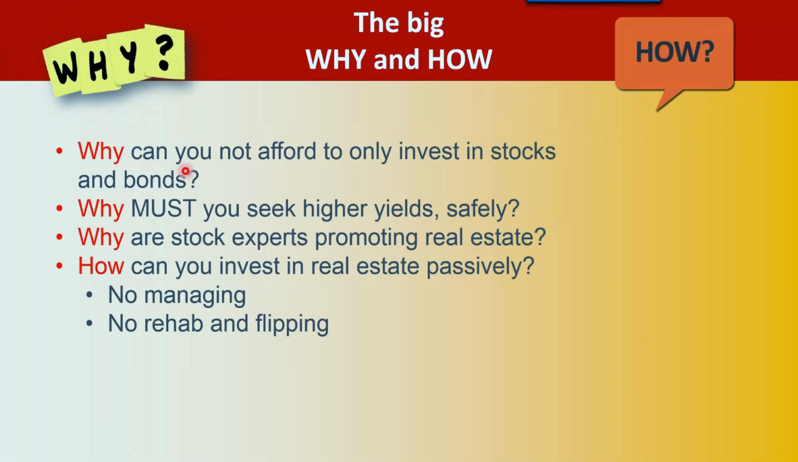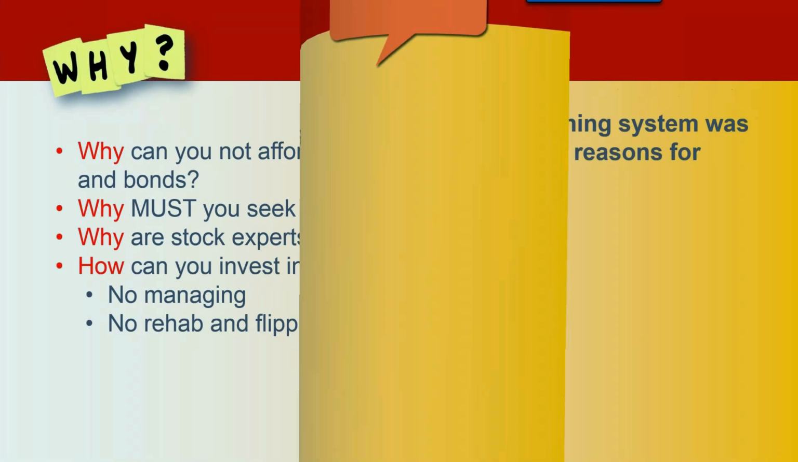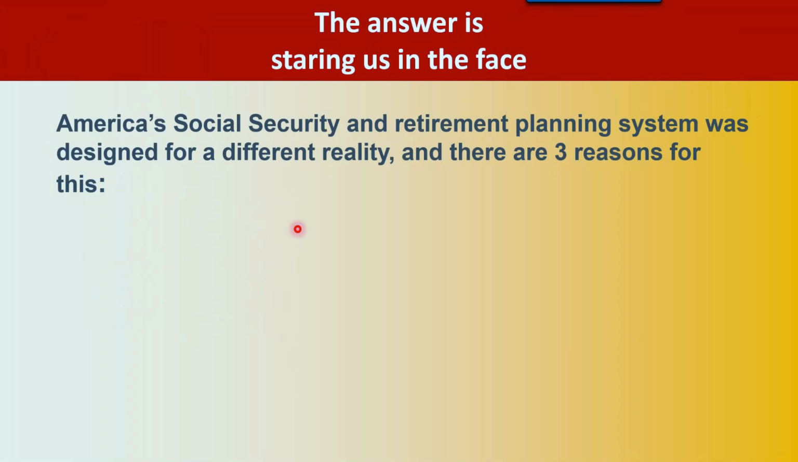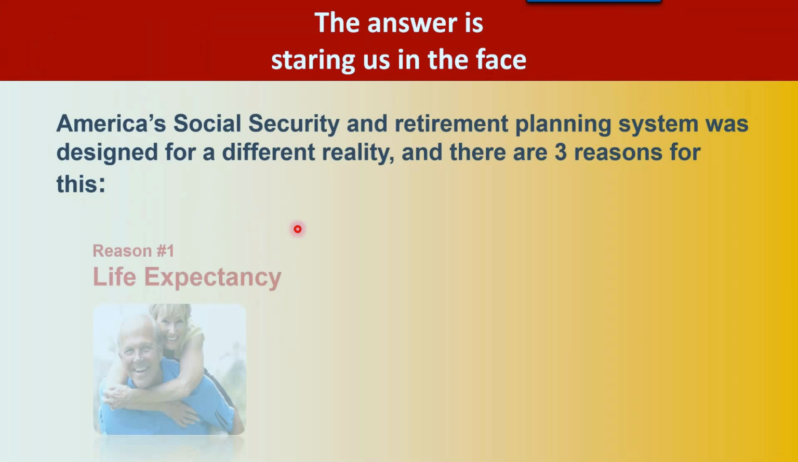Why can you not afford to only invest in stocks and bonds, and why must you seek higher yields? Well, let's look at that first. The answer is really staring us in the face. America's Social Security system and retirement planning system was designed for a different reality. And there are three reasons for this, and here's the first reason.